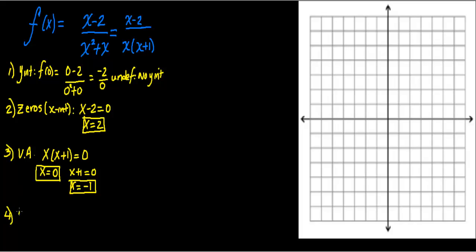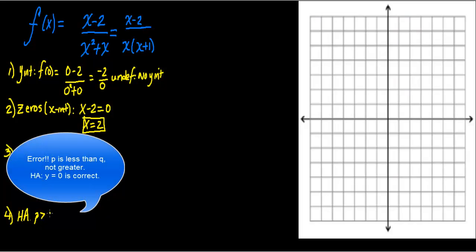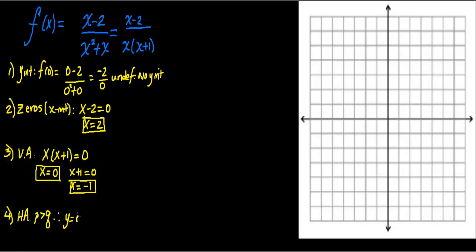And step number 4, horizontal asymptote. We look at the degree of the polynomial in the numerator and the degree of the polynomial in the denominator. The degree in the numerator is 1. The degree in the denominator is 2. That means the degree in the numerator, which we call p, is less than the degree in the denominator. Therefore, the horizontal asymptote is y equals 0.